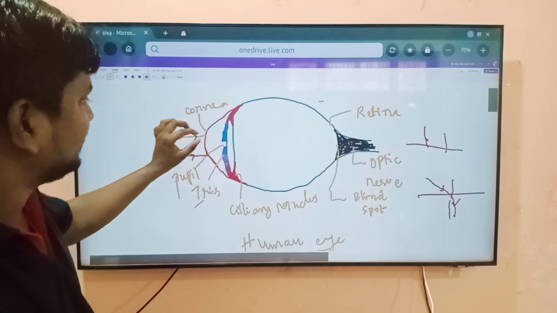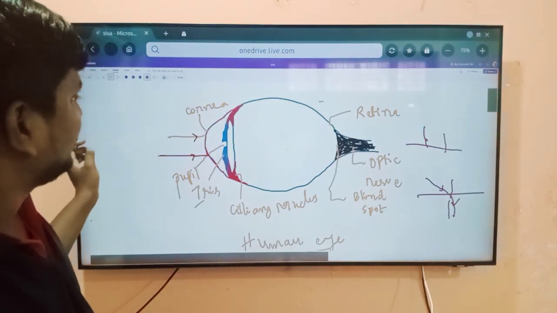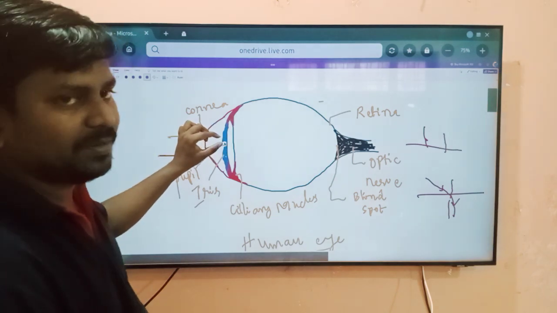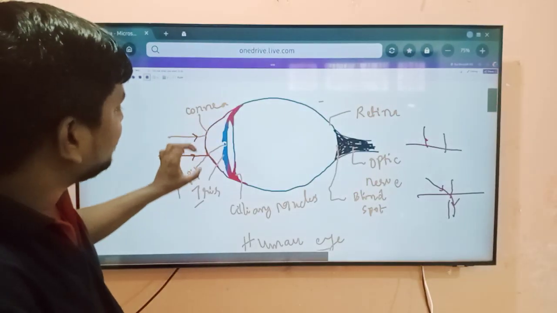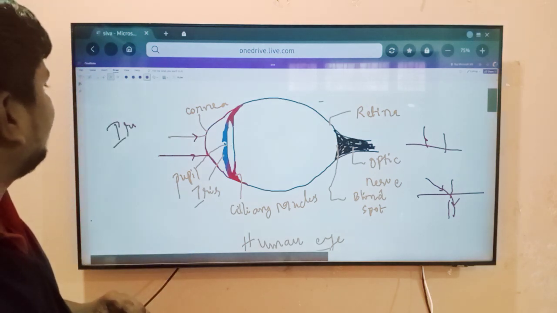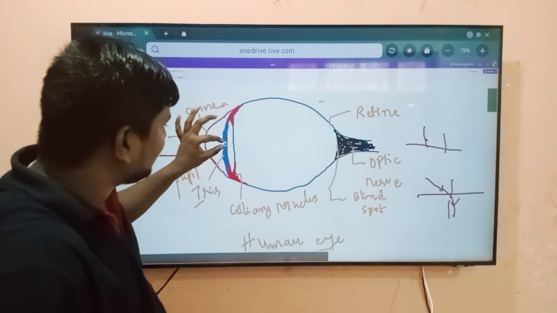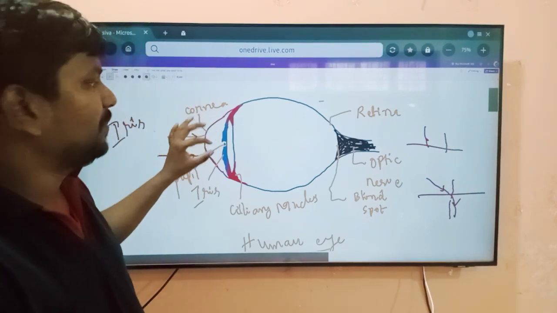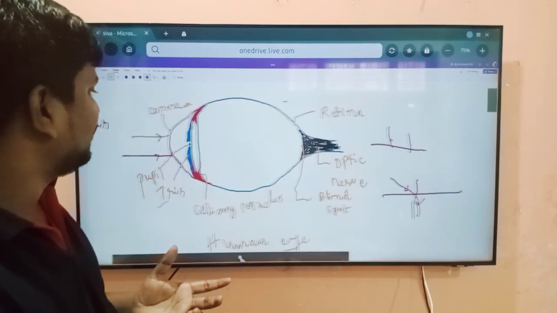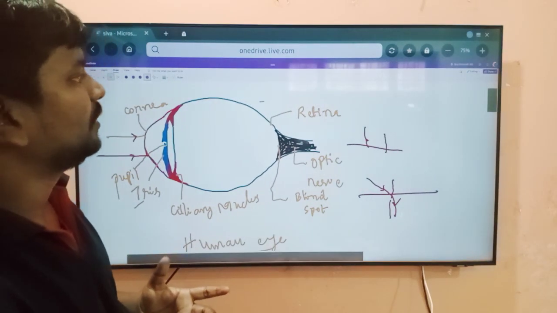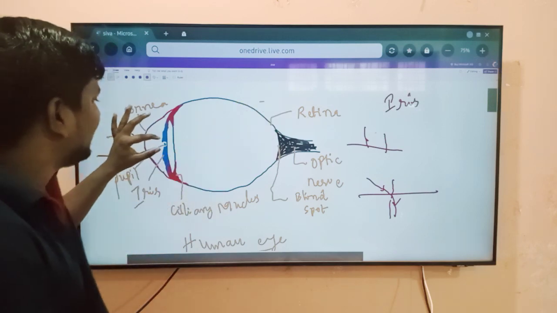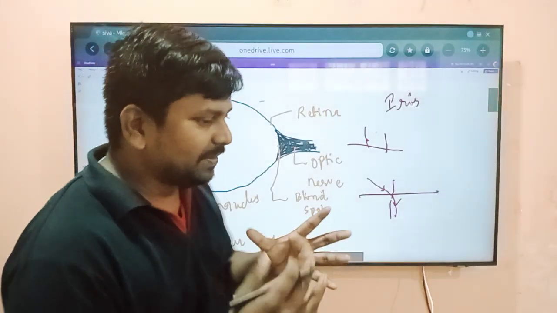What is the pupil? Here is the pupil. This portion is considered the pupil. The iris will control the size of the pupil. Which one will control it? The iris. The iris will control the size of the pupil. What is the iris's duty? It will control the size of the pupil.